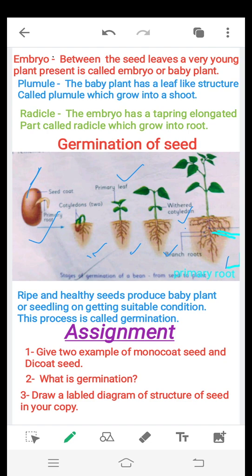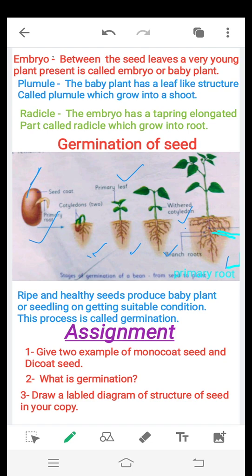About the suitable conditions we already discussed in the previous video, but again I recapitulate it. The suitable conditions for germination of seeds are sunlight or warmth, water or moisture, and soil. These three are the primary conditions that a seed requires to germinate. So I hope all of you understood these two topics, germination of seeds and structure of seed.